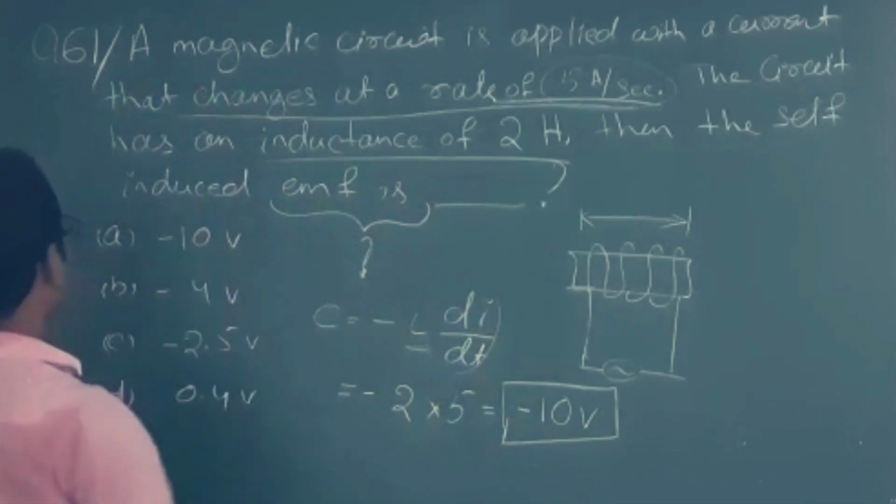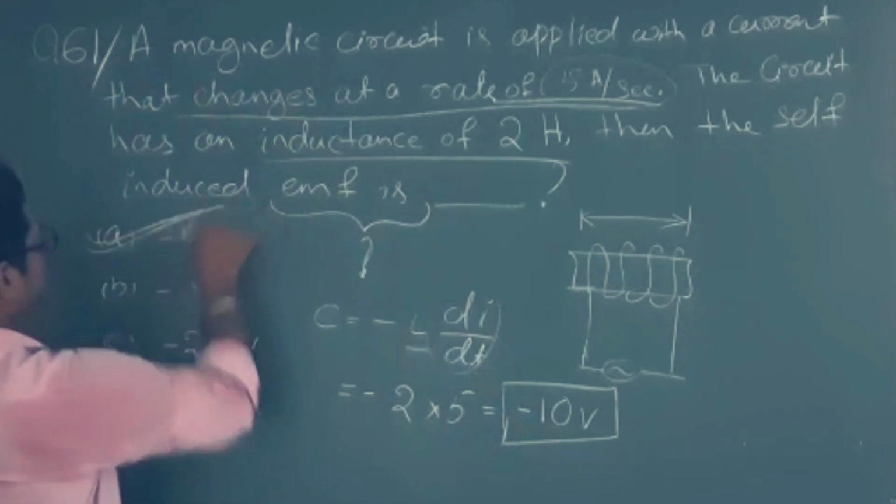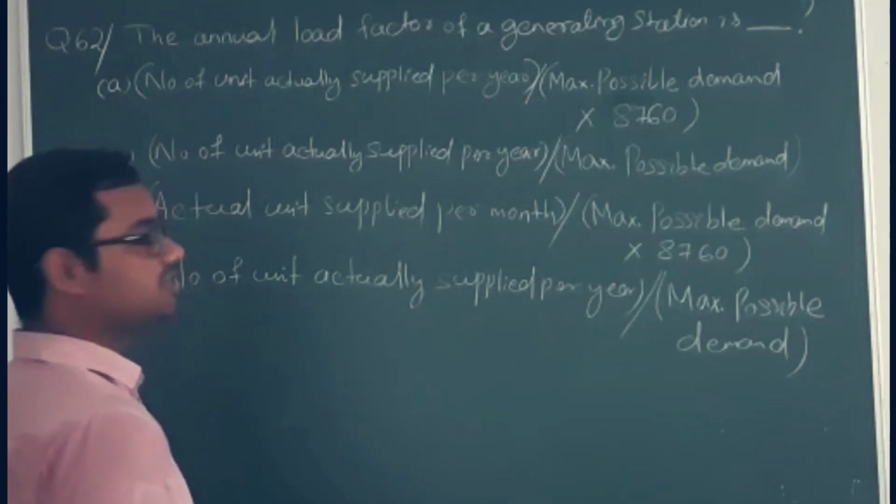From these 4 options, minus 10 volt is the first option, so the first option is the correct choice. Okay, next question. Come to question number 62.